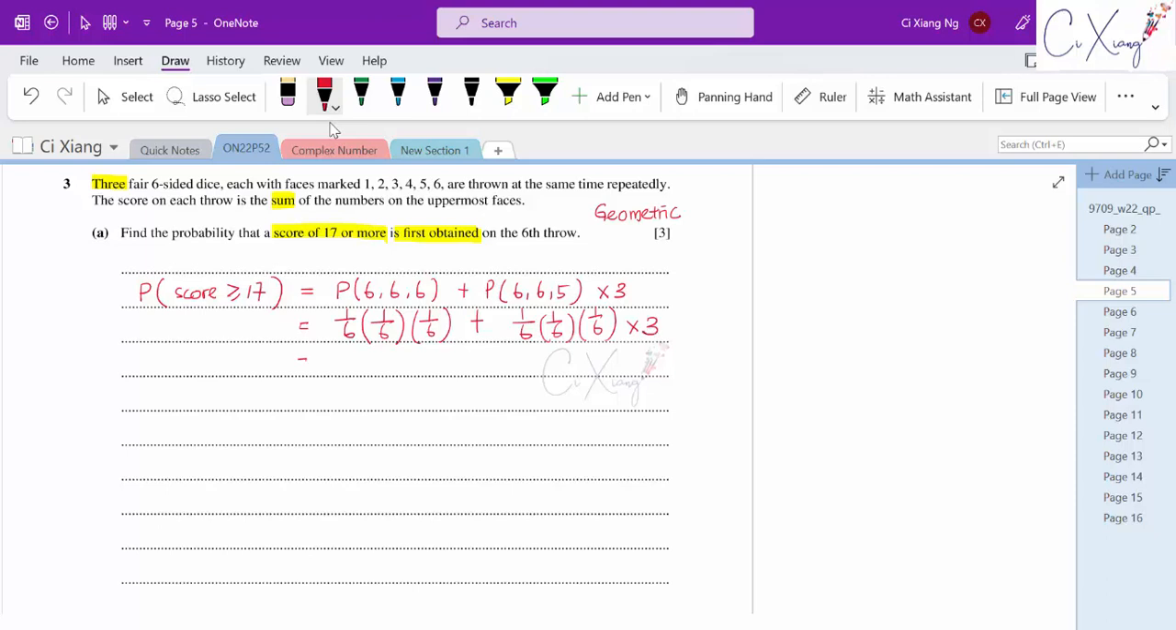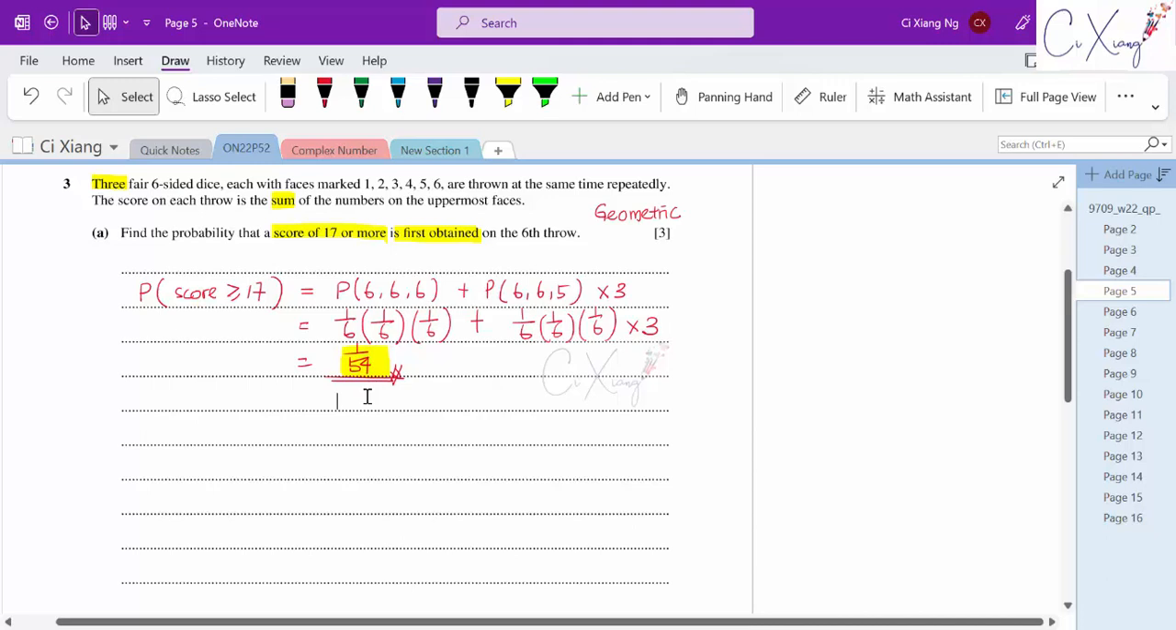Alright, and you add them together and simplify them. By right, we should have 1 over 54 as the answer. Alright, and please take note that this is only the probability for the score which is more than or equal to 17.